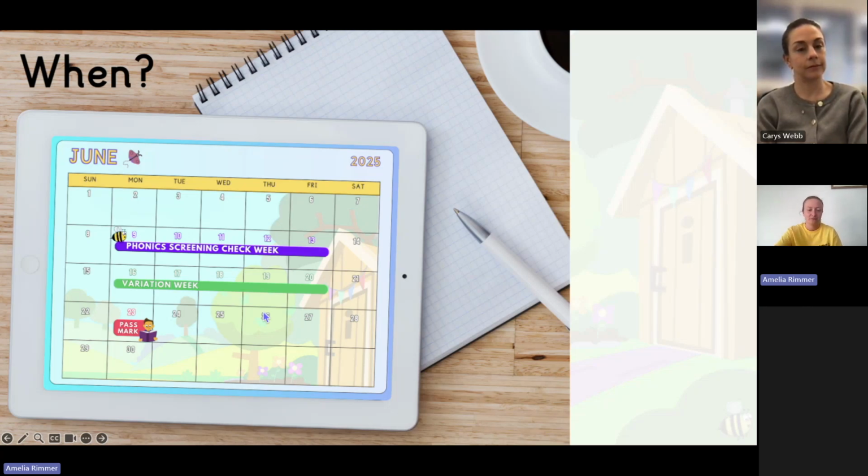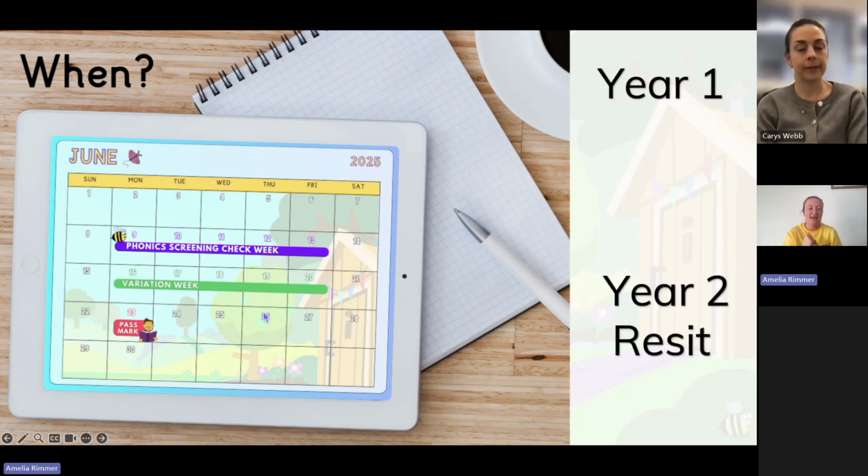So children will sit this check when they are in year 1. So when they are turning 6 years old, that will be the main time children are sitting that check. If children don't achieve that pass mark of 32, which normally is, or whatever the pass mark is this year, then they might have to do the check again in year 2 to resit it. Okay, this is just so that we can check that children are getting the support that they need.